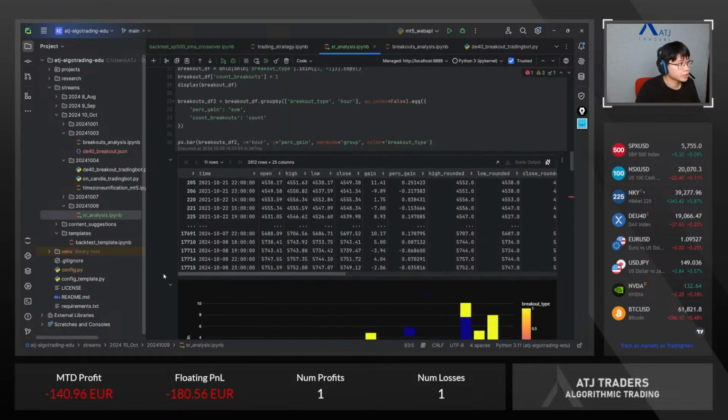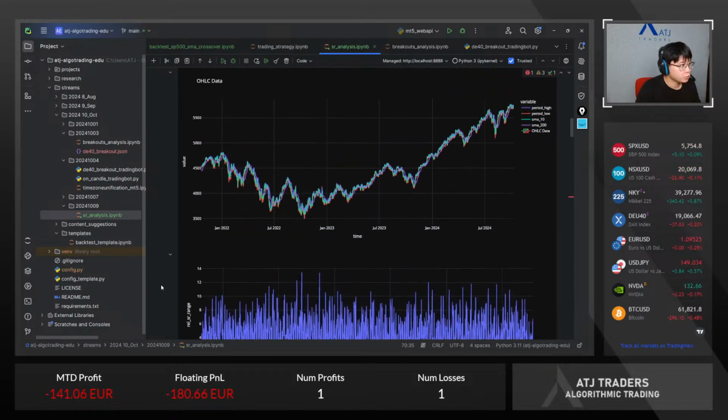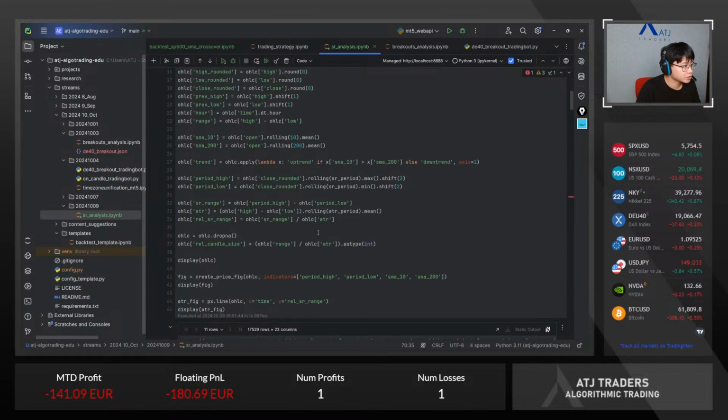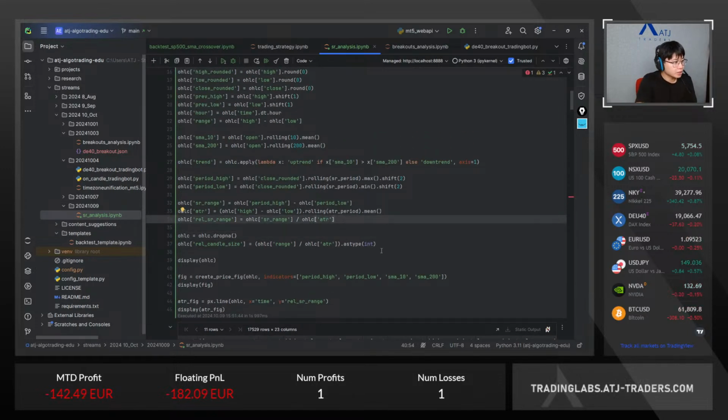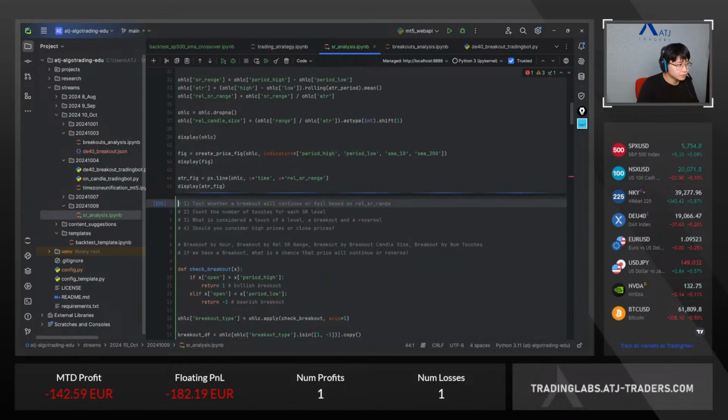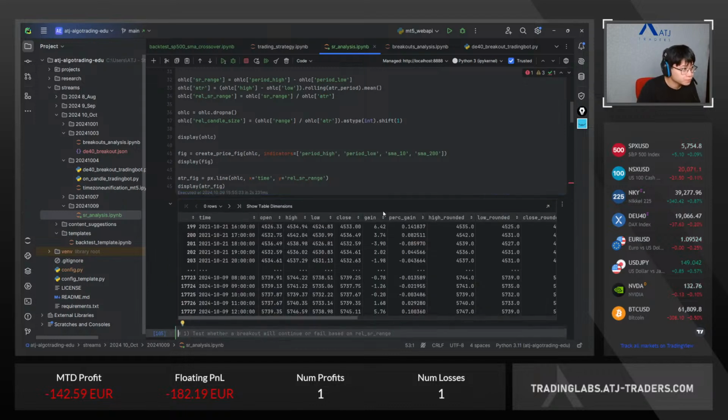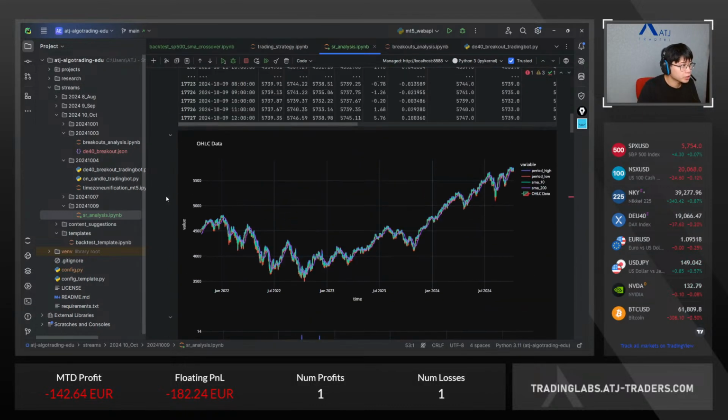Oh, I forgot one thing, and that's a big mistake. I can't work with a relative candle size because if the candle is not closed yet, I don't know what the range is. So as a result, I need to shift the values by 1. So I need to take the previous candle size into consideration at the current one for the breakout to work.